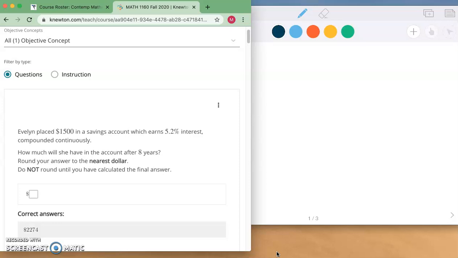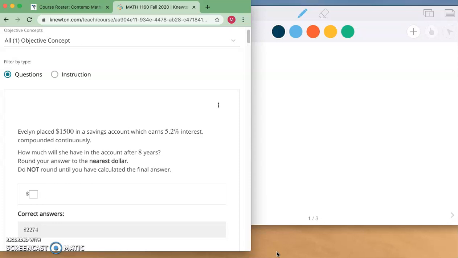How much will she have in the account after 8 years? Round your answer to the nearest dollar. That means do not include the cents. And do not round until you have calculated the final answer. That means don't do R times T and then round that. Don't do e to the R times T and then round that. Just do the whole thing out and then round at the very end.